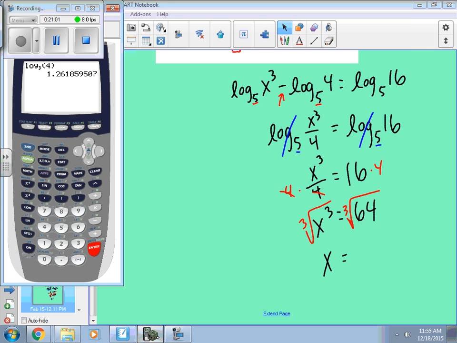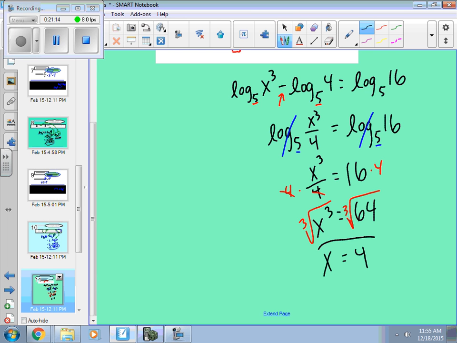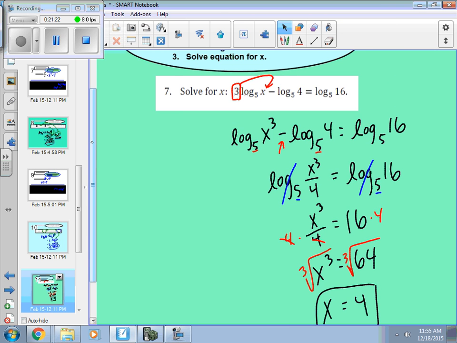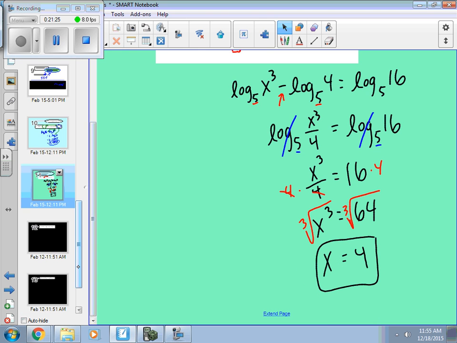You can do that on your calculator. We talked about using that math button, cubed roots on there, and then type in 64. And you see that the answer here comes out to be 4. So 4 is the answer. Now you should check, does that answer work? Yeah, if you plug that back into the original problem, we're not going to end up with logs of any negative numbers there. So 4 is the solution.